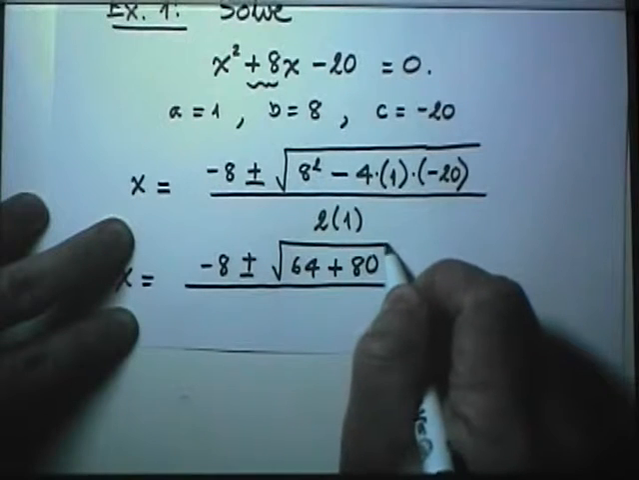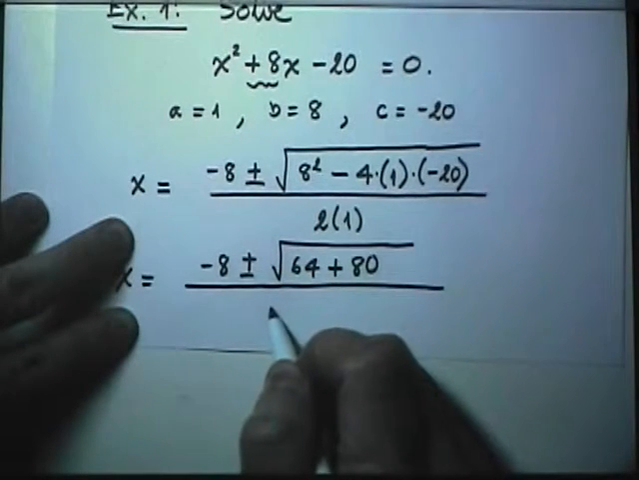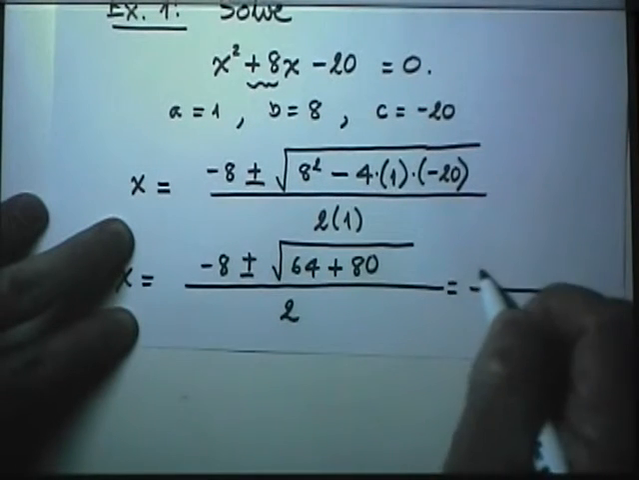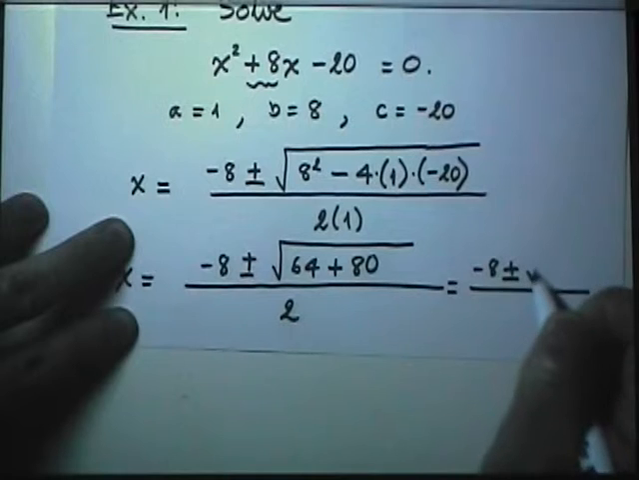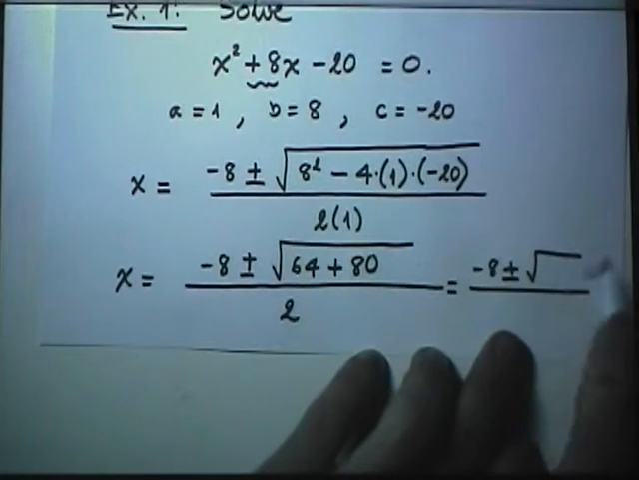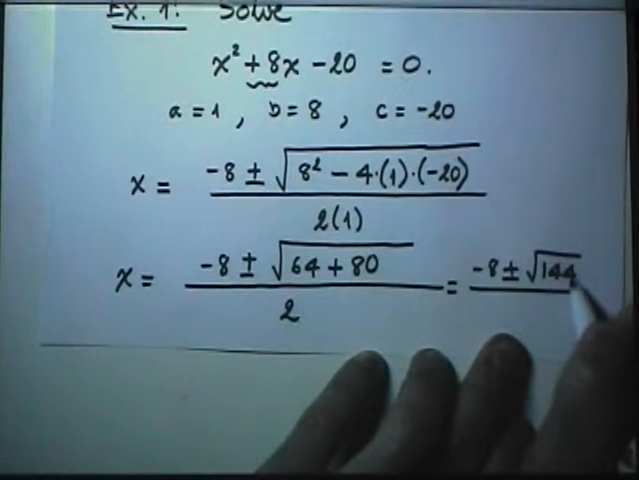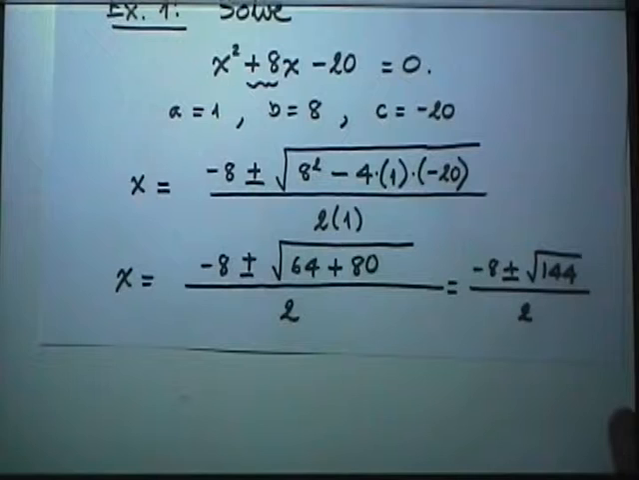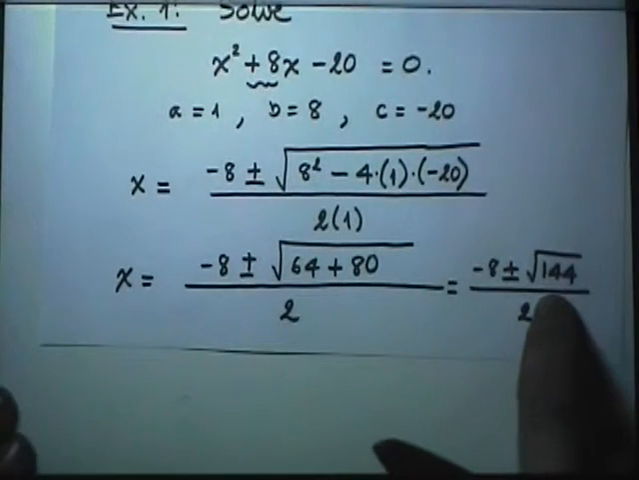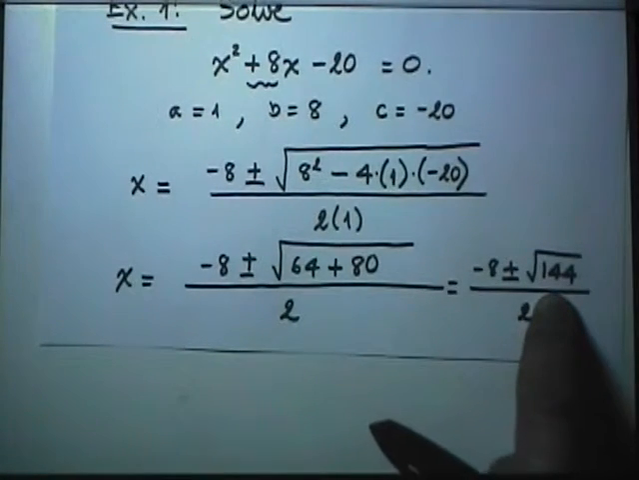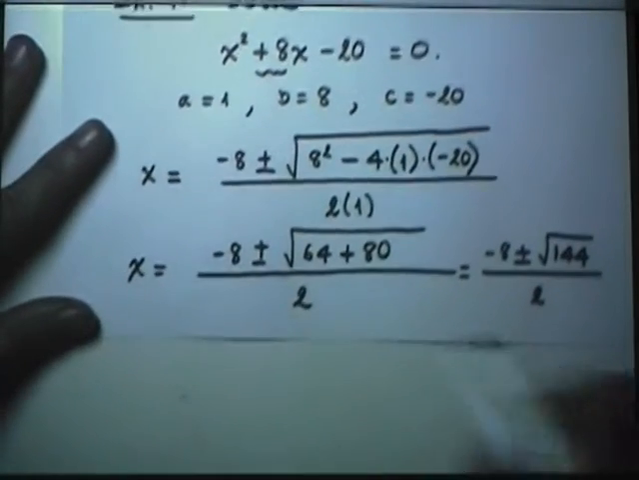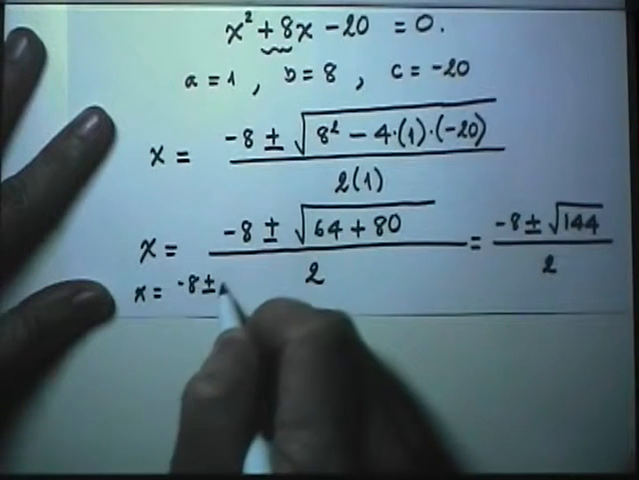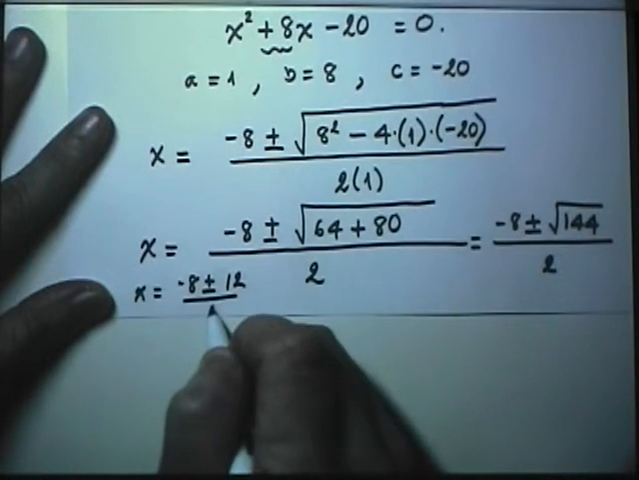Positive 80, right? And all over 2, right? Which will reduce down to minus 8, plus and minus the square root of 144, over 2. Now, we have spent a significant amount of time working with square roots. So please tell me, what is the square root of 144? Good. That would be x equals minus 8 plus or minus 12 over 2.